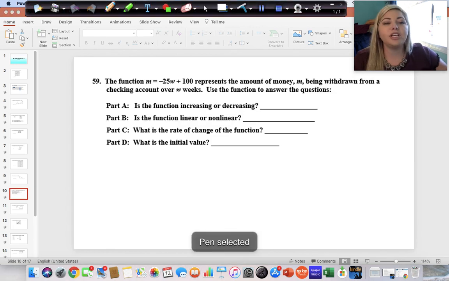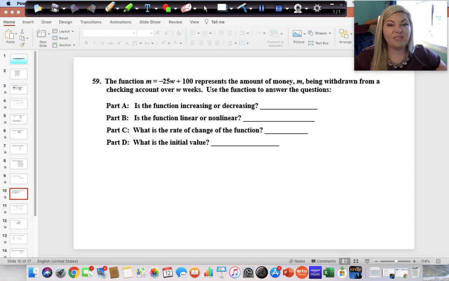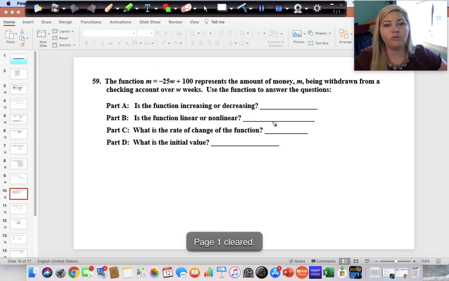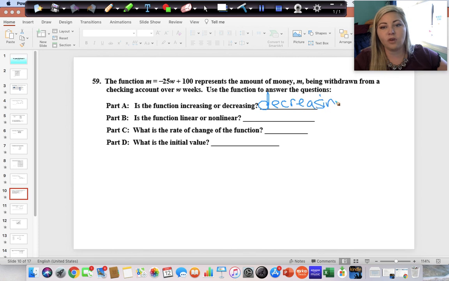Okay, the function m equals negative 25w plus 100 represents the amount of money m being withdrawn from a checking account over w weeks. Use the function to answer the questions. Is the function increasing or decreasing? Well, we see that it's a negative slope here, so we do know that it is decreasing. Anytime you see a negative slope, it means it's decreasing or going down.